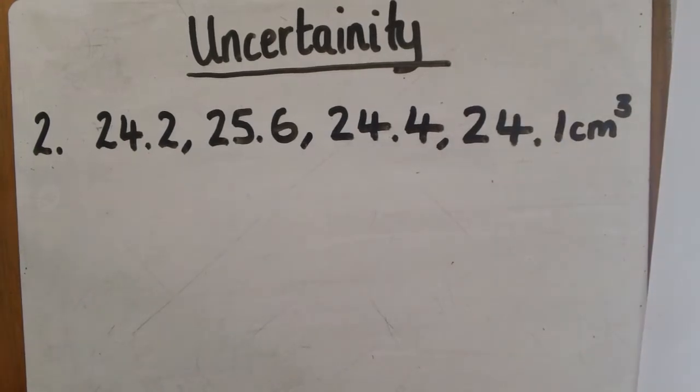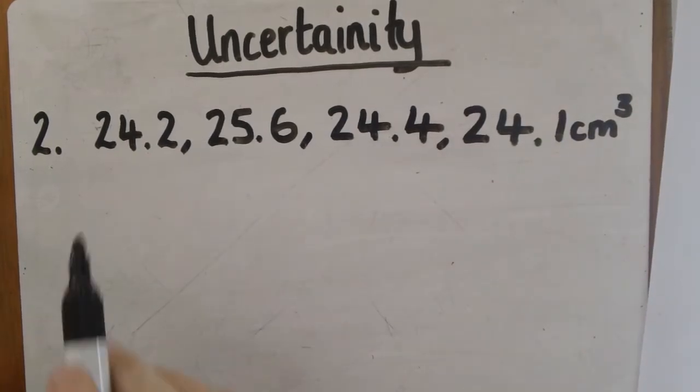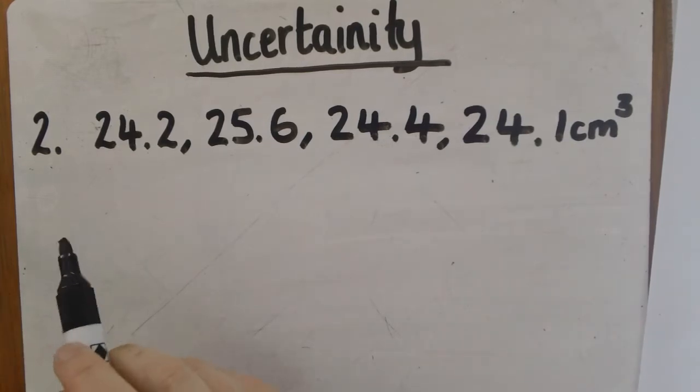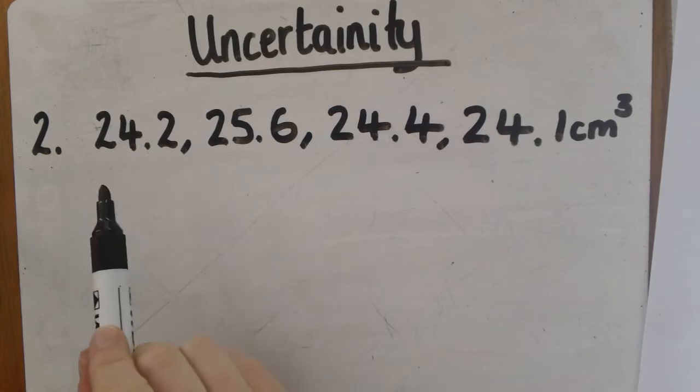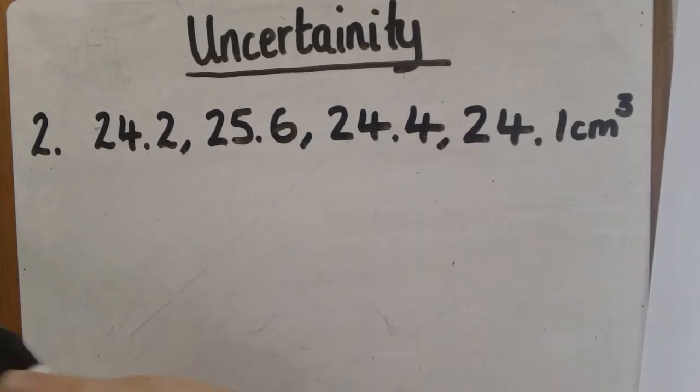Now we're going to look at question number 2. Question number 2, we've got the volume of acid that we needed to neutralise an alkali. And here we have 4 results. Now it's important that we identify any anomalies if there are any.